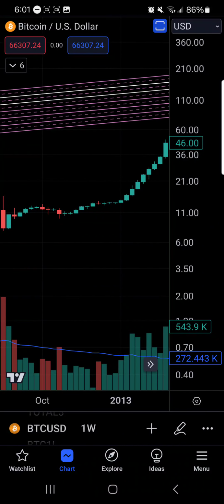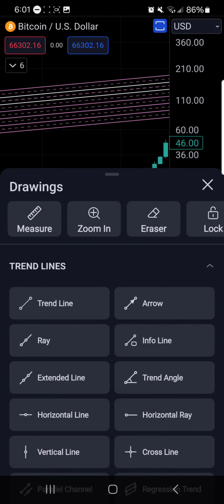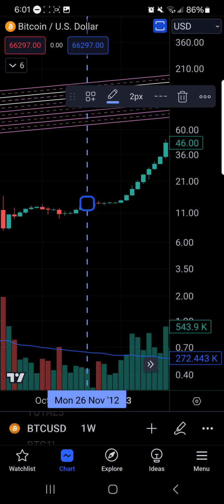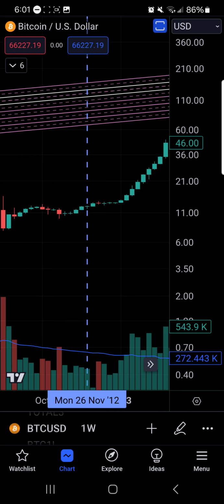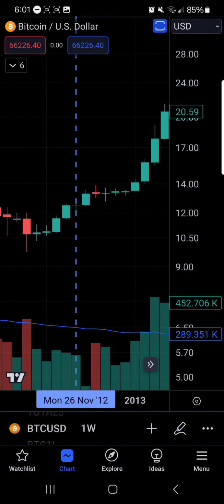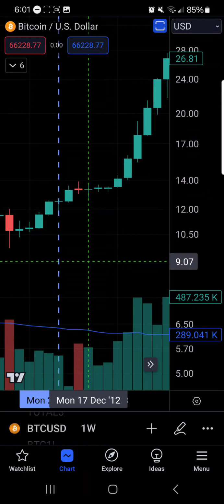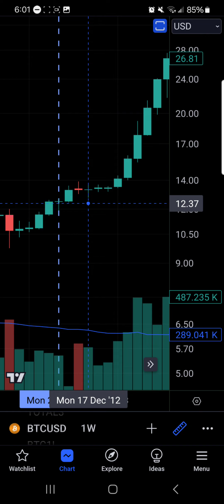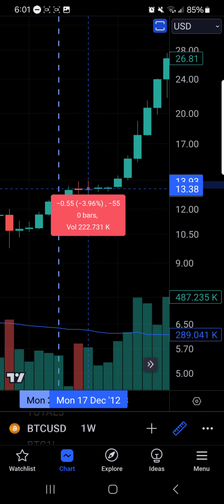And let's make a little vertical line here, on the 28th right there, that week right there. Okay, so that's the halving in 2012. Didn't see much here. Let's measure this move because we don't really know what kind of reference we have here.